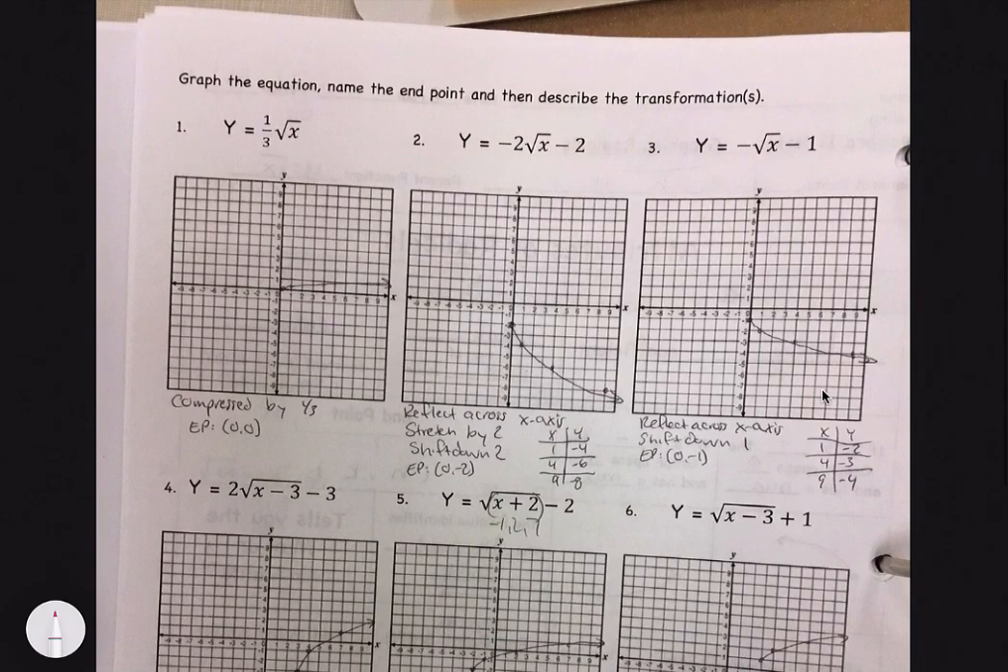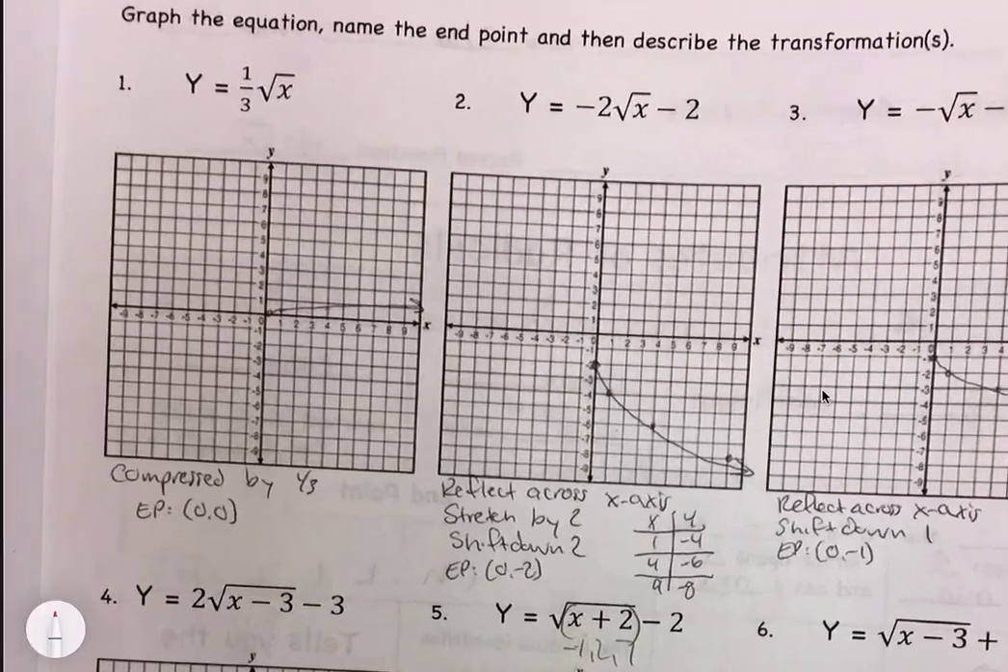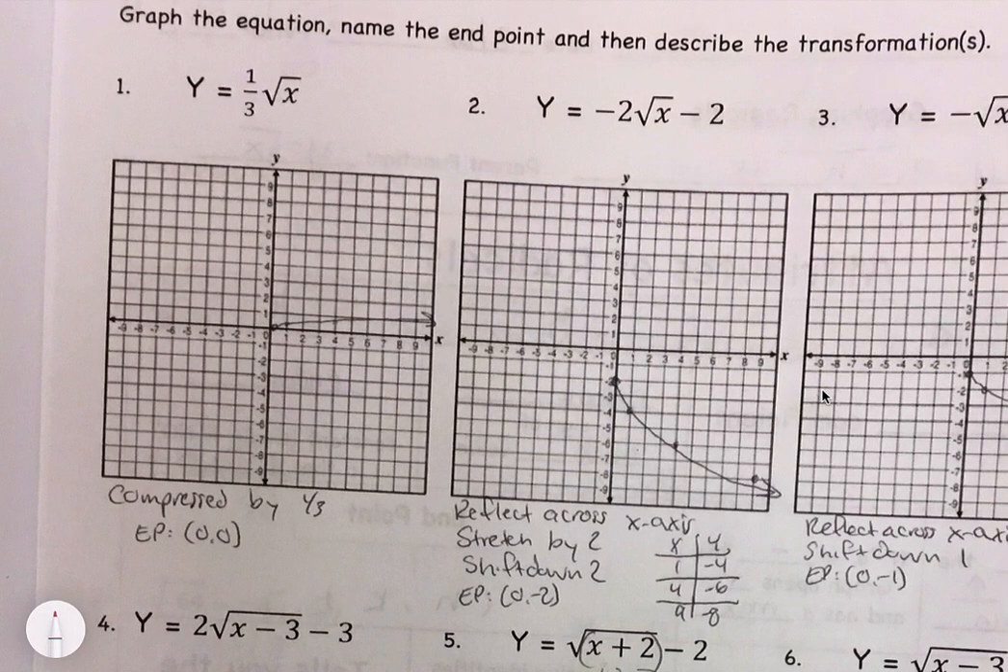It says graph the equation, name the endpoint, and describe the transformations. So you can see if I was going to graph the parent function, which probably for each one I'm at (0, 0), (1, 1), (4, 2), and (9, 3). And so that's my parent function right there. And so you can see 1/3 times the square root of x means it's going to be compressed by 1/3. The endpoint is still (0, 0) because it didn't shift left to right or up or down.